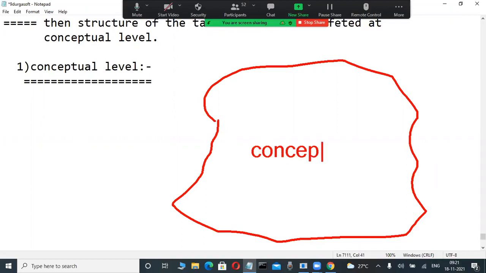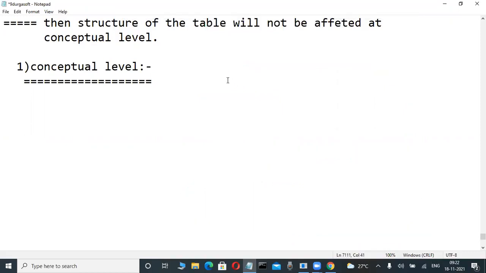Most visible part, everyone understandable at the conceptual level. So conceptual level only. Why? It means every developer, not the end user, every developer can understand it at the conceptual level. What does conceptual level mean? Nothing much. Anybody attending from the initial stages knows there are two types of structures in a database.